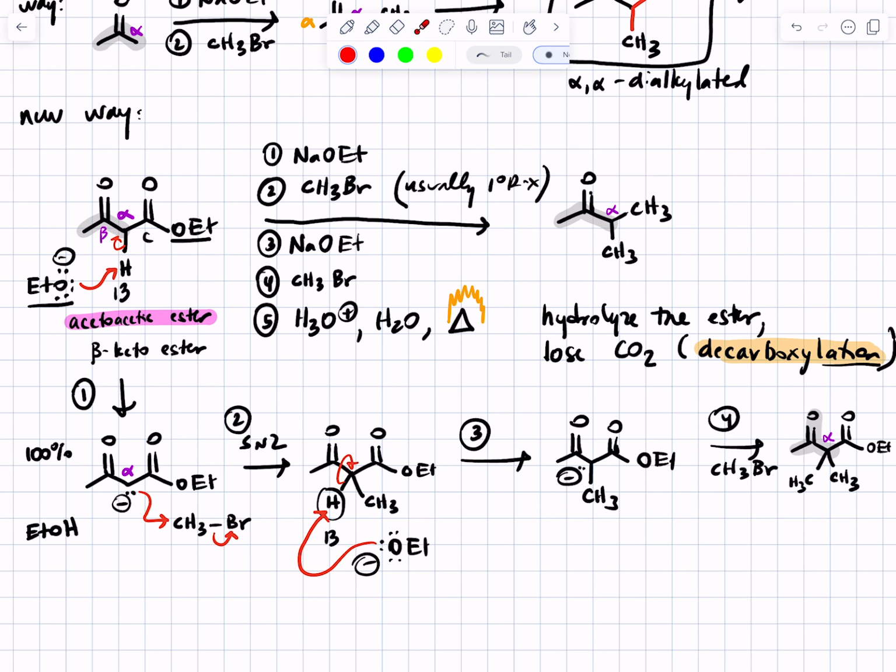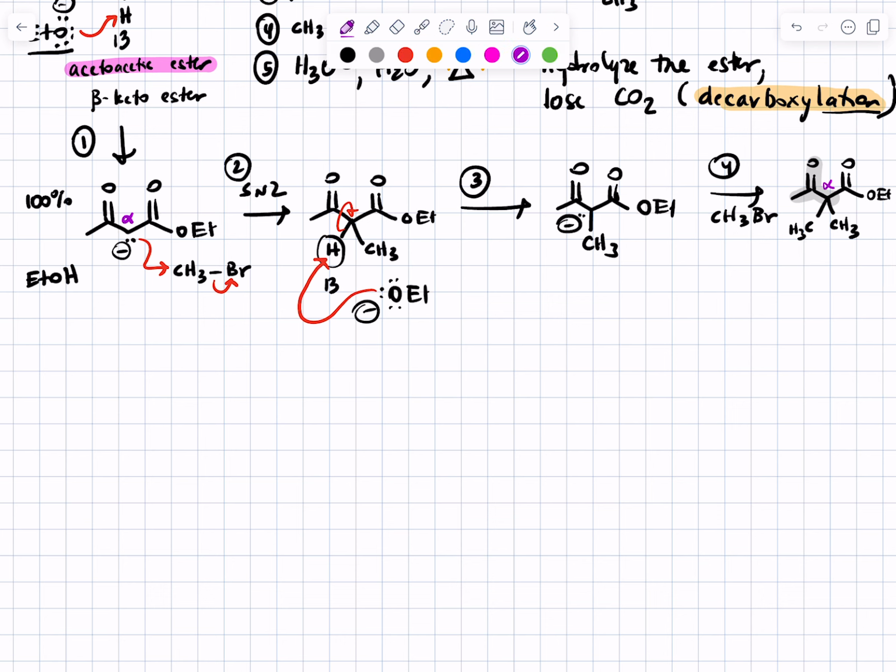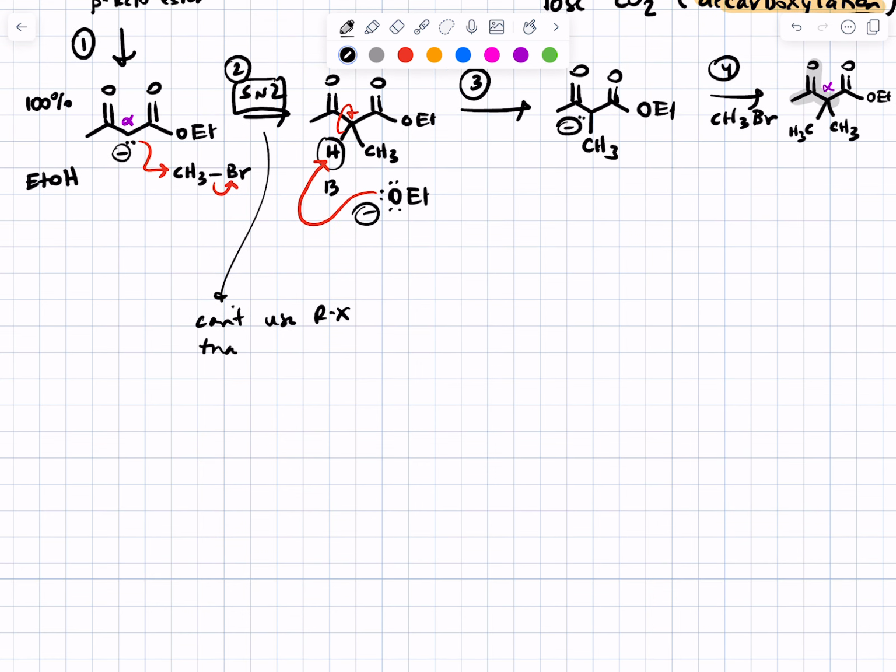Yeah, go ahead. Those can absolutely not be vinyl or aryl. Right, good question, because the reaction is SN2, you can't use alkyl halides that don't work in SN2. So no tertiary alkyl halides. Also, you've learned that sp2 hybridized halides like vinyl or aryl halides don't work. So that's a good limitation.